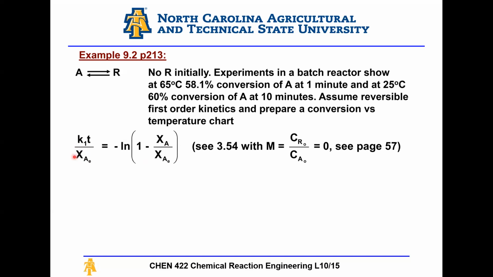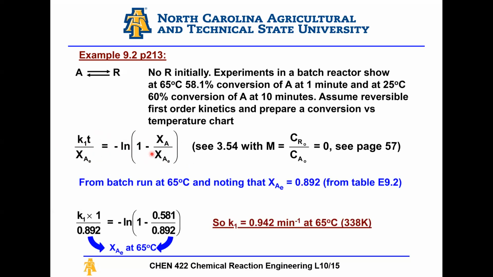K1 times t over XA equilibrium is equal to minus ln of 1 minus XA over XA equilibrium. So if this is the first time you see this, go read the slides from chapter 3 in week number 2. So anyways, I have this equation, K1 t over XA equilibrium is equal to minus ln of 1 minus XA over XA equilibrium. I'm given some data.